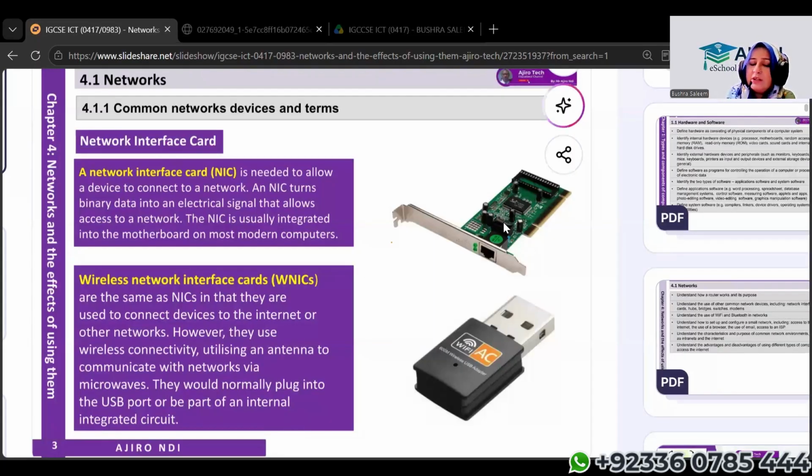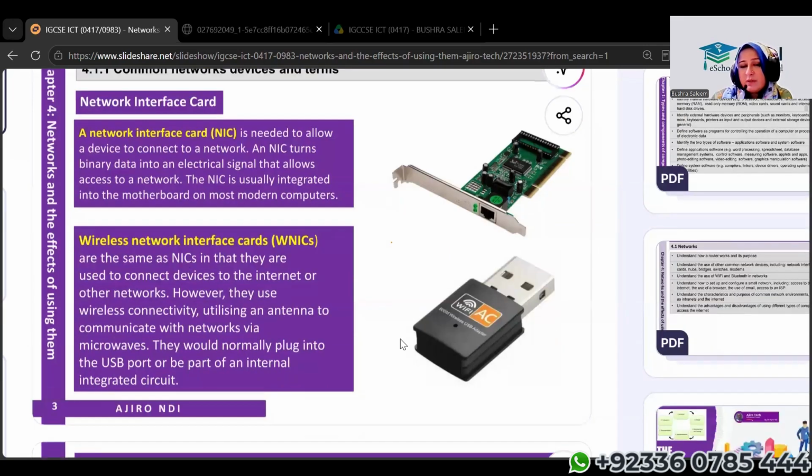NIC card is usually integrated on the motherboard of the computer. You put the Ethernet cable here, so you can connect the device to the LAN. Acha, the other type of network is the wireless one, in which you don't need any cable, and you can move your device as well. This does the same work as the NIC card. They are used to connect the device to the internet over the network. However, they use wireless connectivity, like Wi-Fi. They use an antenna to communicate with the network through waves. They are using microwaves. They catch the signals through the microwaves.